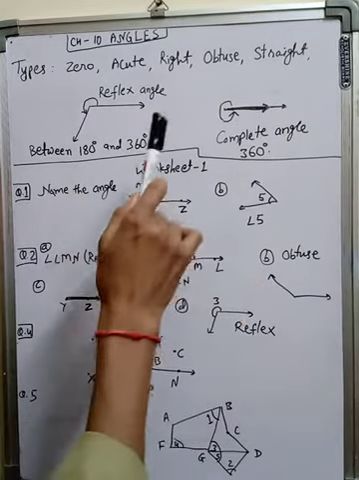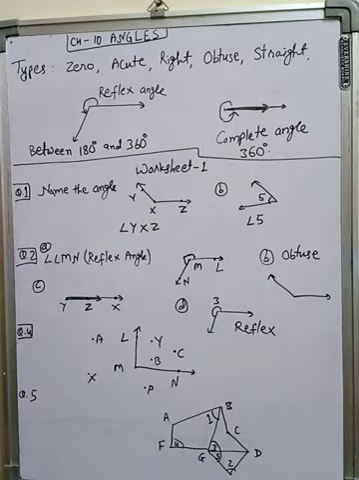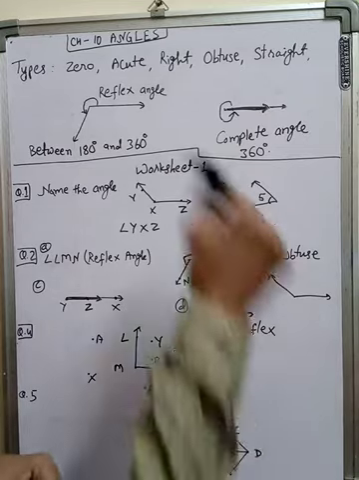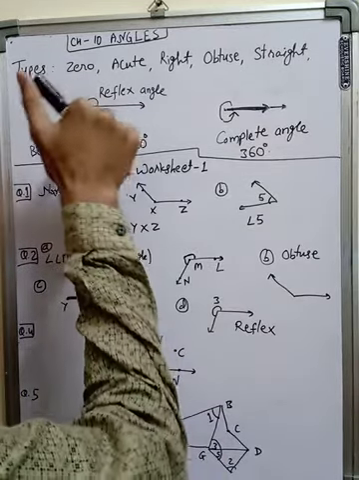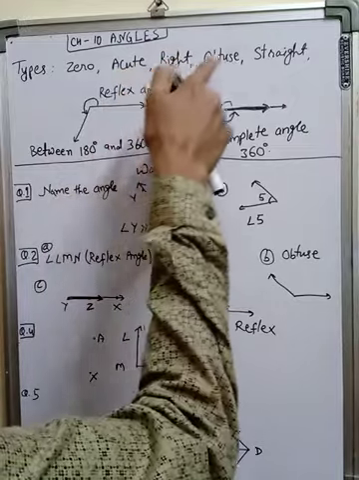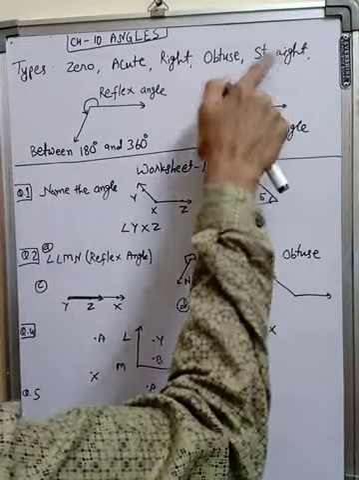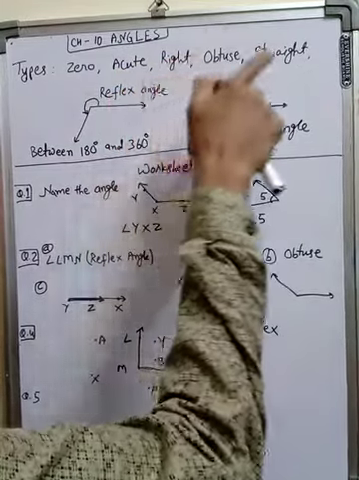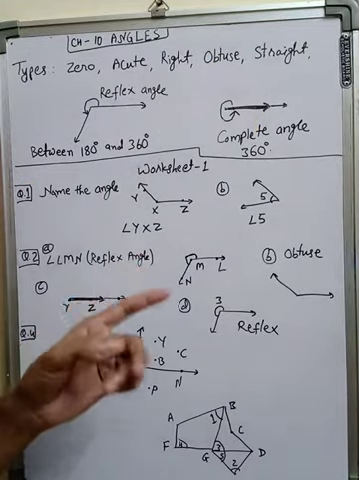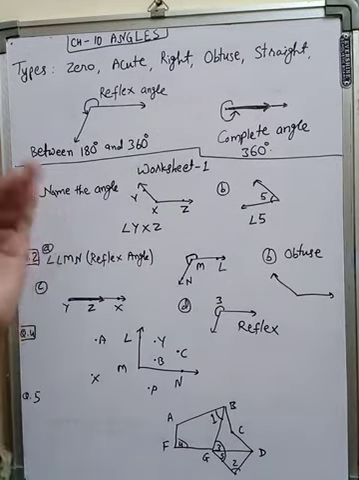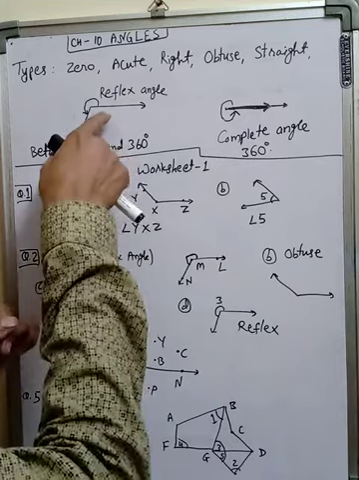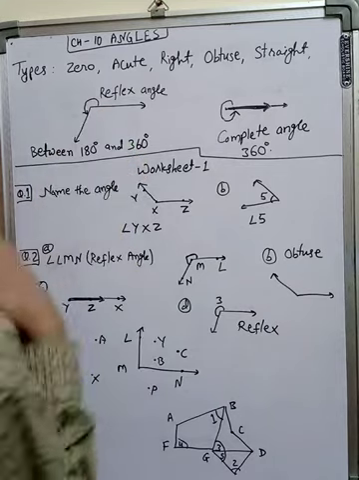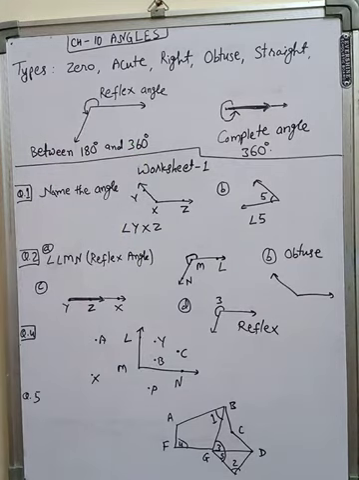In the previous video, we saw angles related to your previous knowledge. We have seen types of angles: zero angle, acute angle, right angle, obtuse angle, straight angle. Today we will learn more types of angles. So you can see this reflex angle. I am showing you this.